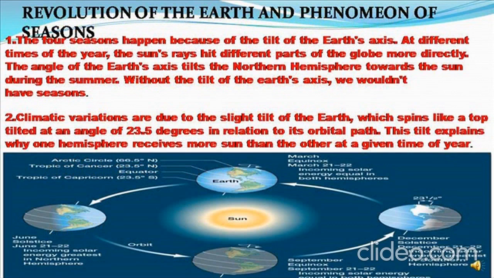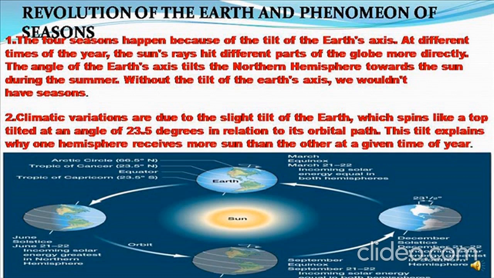Our next topic is revolution of the earth and the phenomena of the seasons. As we know, the entire year is divided into 4 seasons: spring, summer, autumn and winter. The 4 seasons happen because of the tilt of the earth. At different times of the year, the sun rays hit different parts of the globe more directly. The angle of the earth's axis tilts the northern hemisphere towards the sun during the summer season. Without the tilt of the earth's axis, we wouldn't have any seasons.